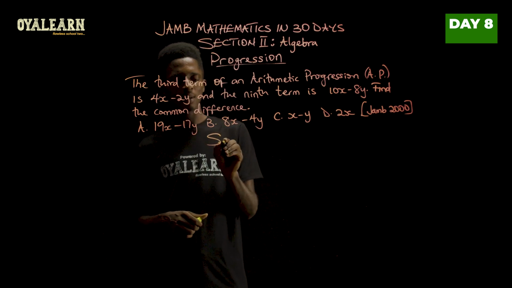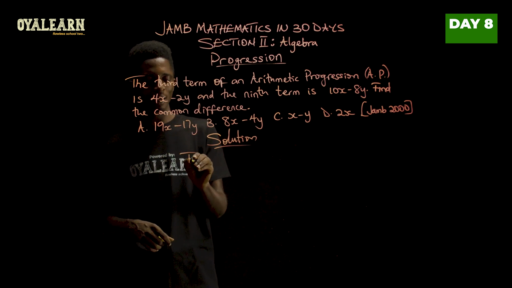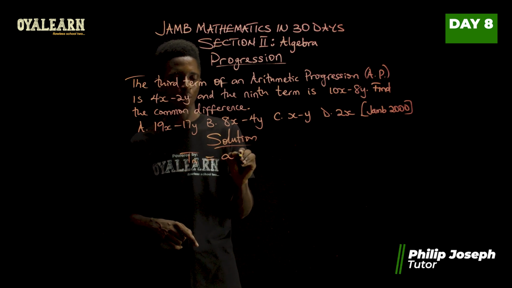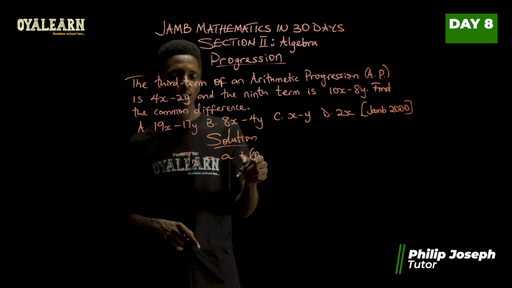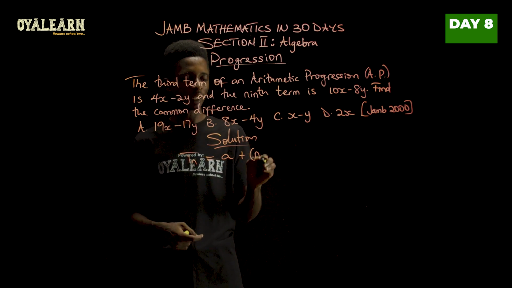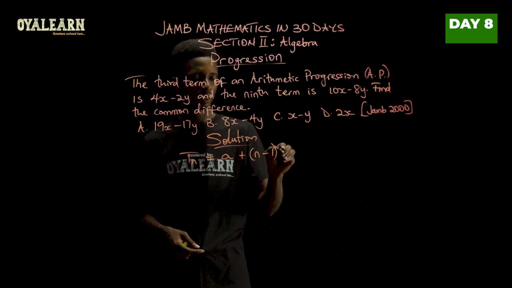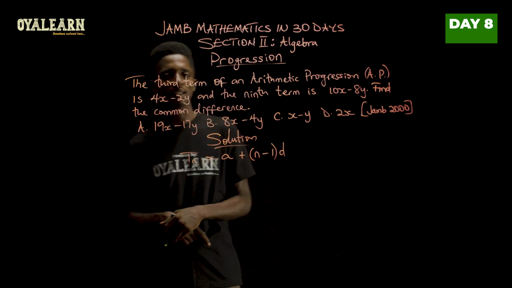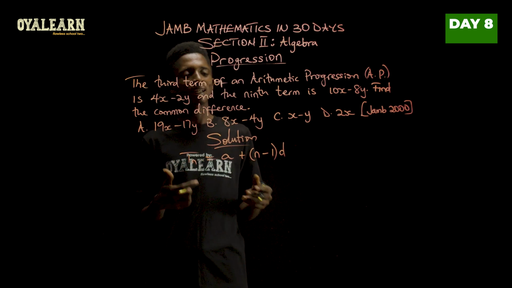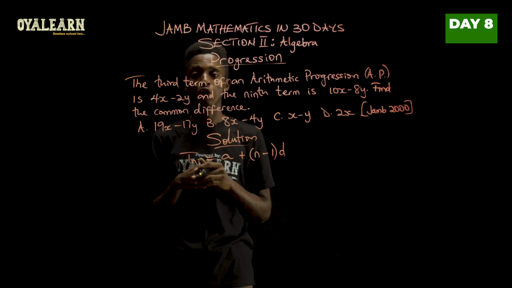Now, when working with arithmetic progressions, we know that the nth term of an AP is given by the first term A plus the term, as in the number of the term, whether it's the third term, fourth term, fifth term, whatever the term is, n, and then minus 1, then multiplied by the common difference D. So once we have this, we can then go on to use the information we have here to find the common difference.